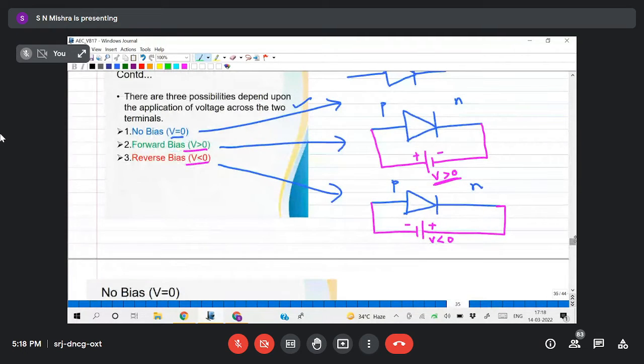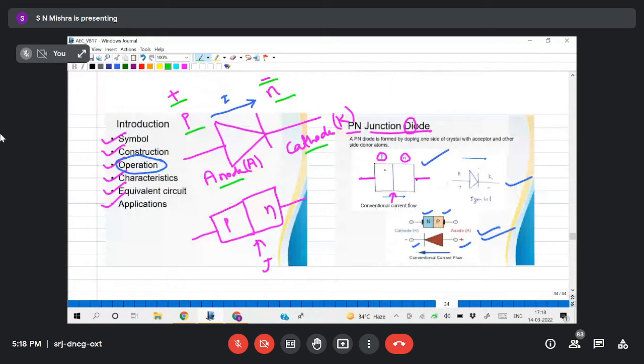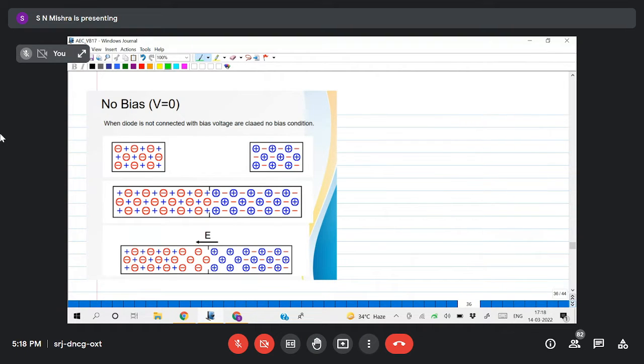So when I have not connected any voltage, then that is the no bias condition. When I connect positive voltage, then it is forward biased. When I connect negative potential, then that is reverse biased. Then one by one we will understand. Now before going to that, let us first understand.